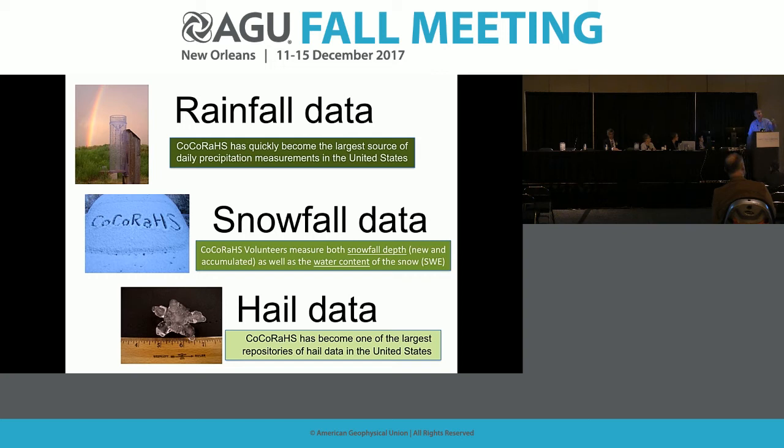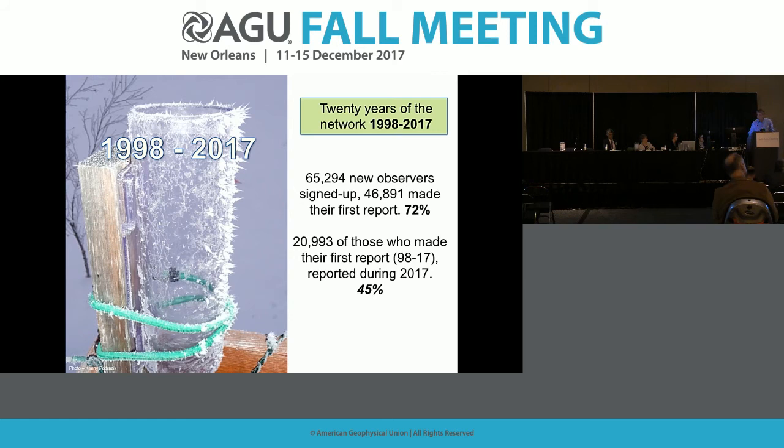We have snowfall observations in numbers we've not seen before. People measure the water equivalent of the snowfall, but also the water equivalent of the snow on the ground, which are exceedingly difficult observations to come across, particularly out of the mountainous west as you traverse the central and eastern part of the nation. And then the density of hail observations I've mentioned are just unique in terms of their abundance.